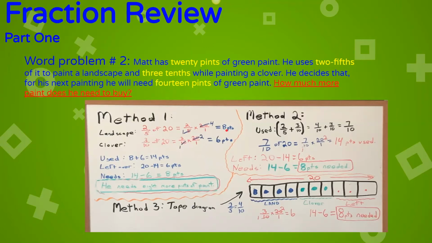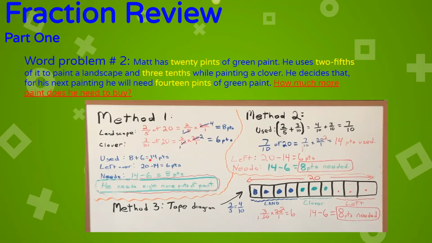And then for the clover, he used 3/10 of 20. So now we have to remember our units are tenths, but 3/10 multiplied by 20. So tenths and 20 simplify. 10 becomes 1, 20 becomes 2, because 10 times 2 is 20. So now we have 3 times 2 is 6. 1 times 1 is 1. So we know he used 6 pints of green paint to paint the clover. So he used a total of 8 plus 6, 14 pints.